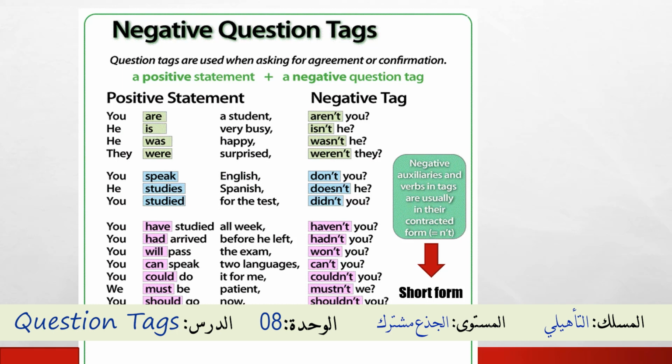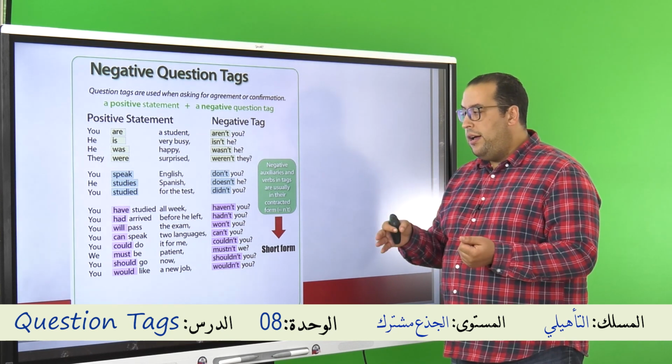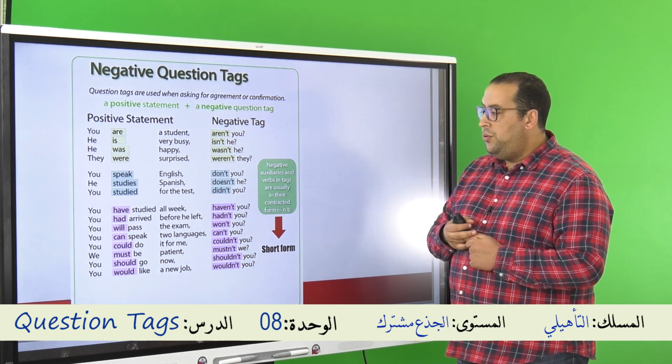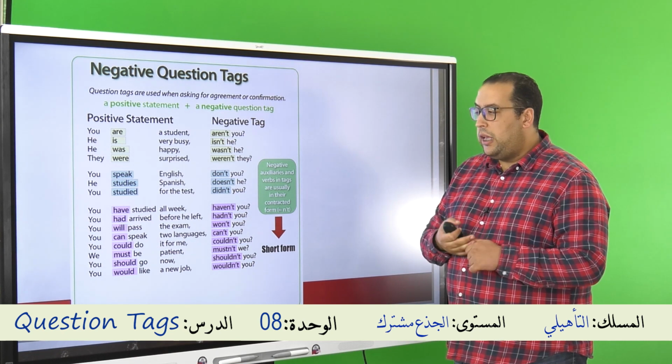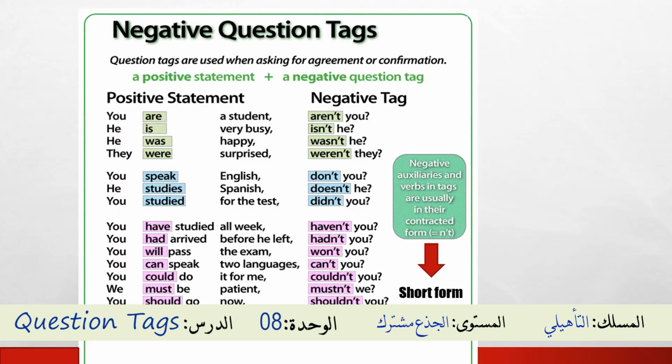It's not practical. And again, for the last category, which is the modals, you have studied all week, haven't you? You see? So instead of saying, have not you, let's write, you have studied all week, have not you? It's better to say, you have studied all week, haven't you? And let's take, for instance, we must be patient, mustn't we? What if we don't use the contracted form? We say, we must be patient. Must not we?